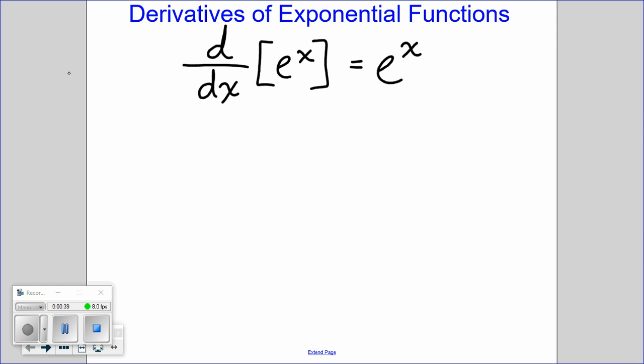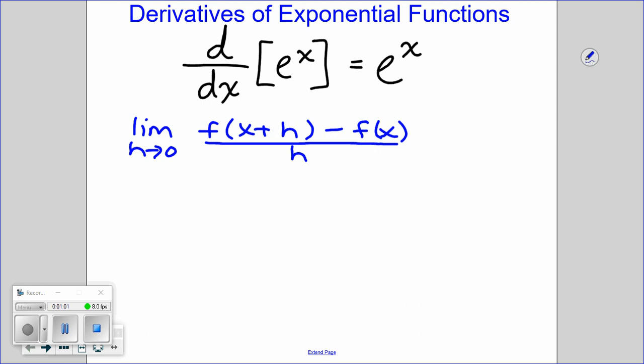To find the derivative of e to the x, we go back to our definition of the derivative, which, if you recall, is the limit as h approaches 0 of f of x plus h minus f of x, all over h. And so if we apply this rule to e to the x, we'll get the limit as h approaches 0 of e to the x plus h power minus e to the x, all over h.